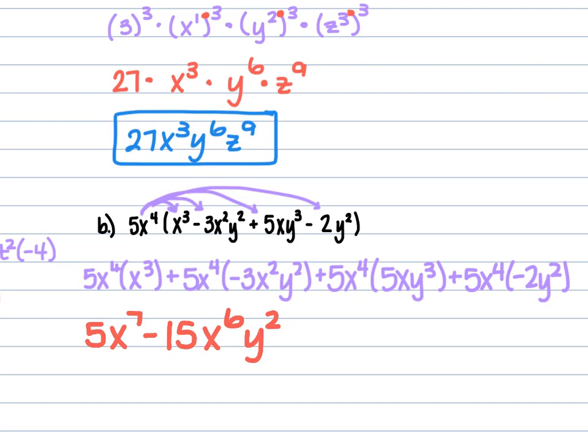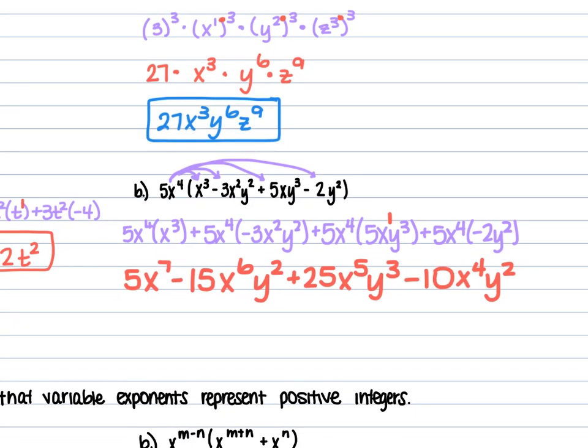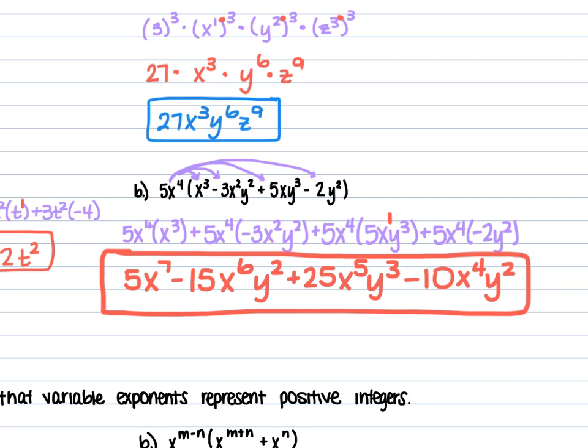For the 5x to the fourth power times 5xy cubed, we're going to have positive 25. Keep the x. The 4 plus the 1 is 5. Keep the y to the third. Then we have the 5x to the fourth power times negative 2y squared. So that's negative 10x to the fourth y squared. So you see that if there's no variable that matches with the other, so like if there's an x and a y that you're multiplying, you're going to keep both the x to the whatever power and the y to the whatever power.